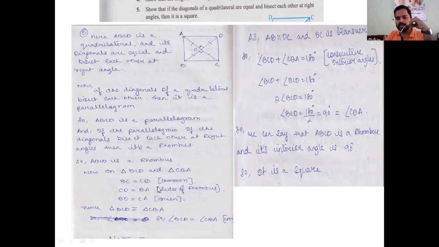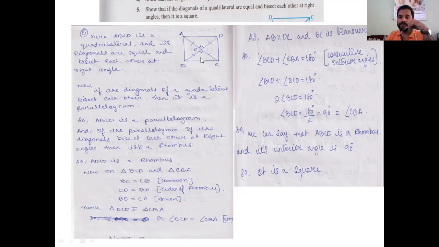So in these triangles, you see BC is equal to CB, common. CD is equal to BA, okay, opposite sides of a rhombus are equal. And BD is equal to CA. Why? Because diagonals are equal, it is already given. So I can say that these two triangles are congruent. If these two triangles are congruent, then obviously angle BCD will be equal to angle CBA.